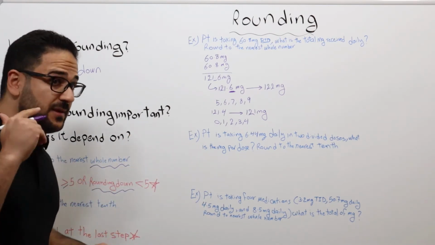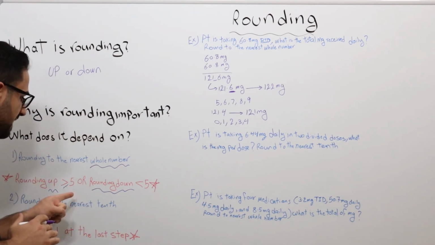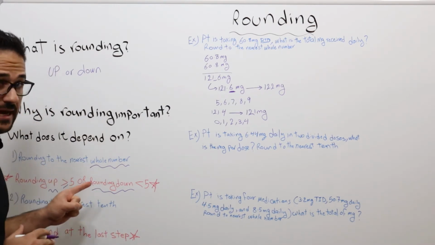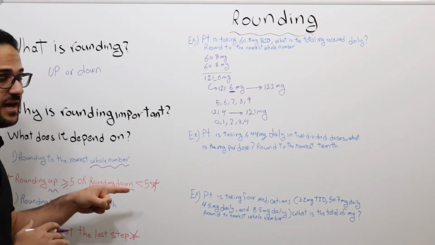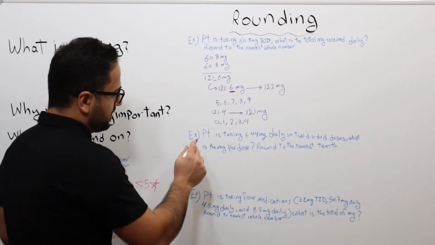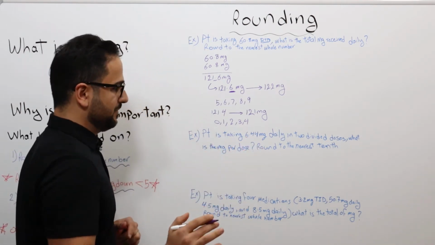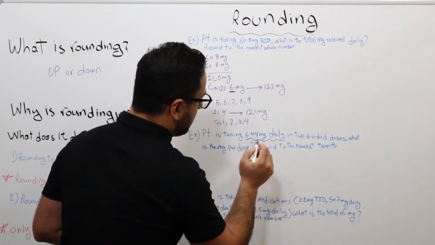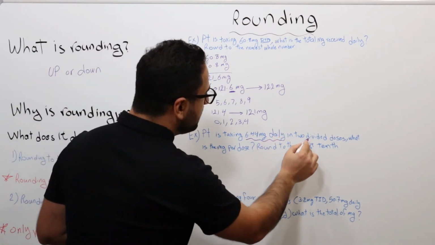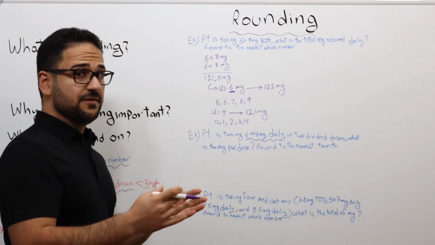But I also want you to keep in mind the rule: if it's equal to or higher than 5, we round up, and if it's less than 5, we round down. So let's look at this example. A patient is taking 6.44 milligrams daily, in two divided doses. This is the total daily amount from two doses.